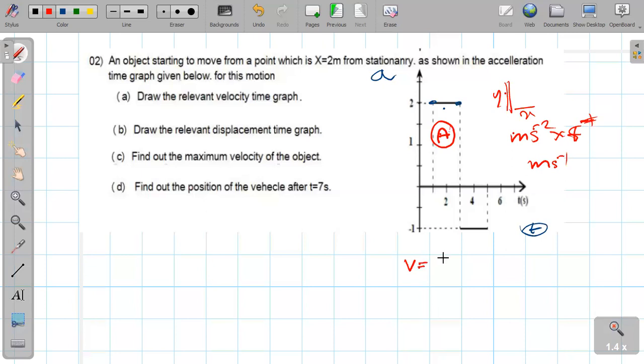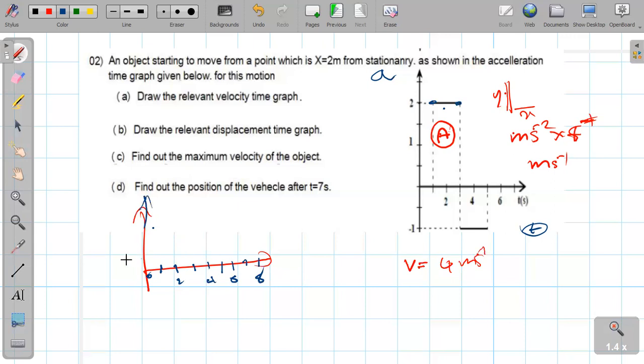So how to find out the velocity? It's like 3 minus 1, which is 2, and 2 times 2 is 4 ms minus 1. That is the velocity. So the object started to move, and on the time axis we mark 0, 1, 2, 3, 4, 5, 6, 7, 8.